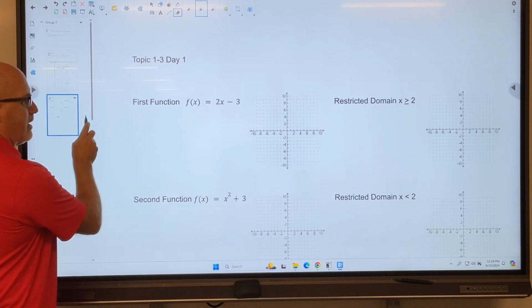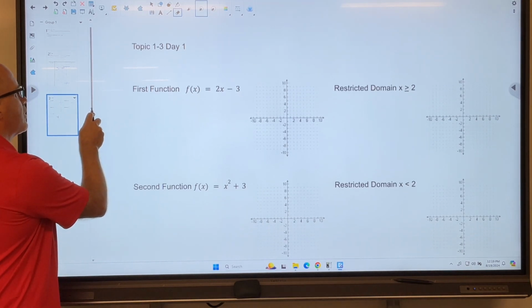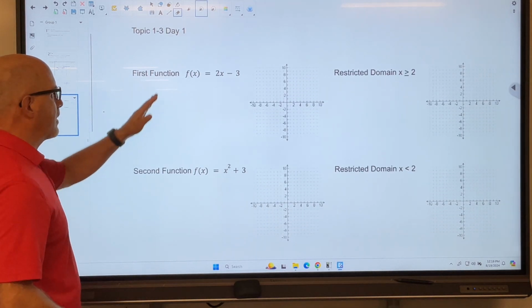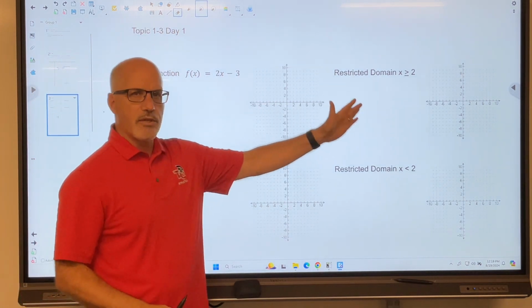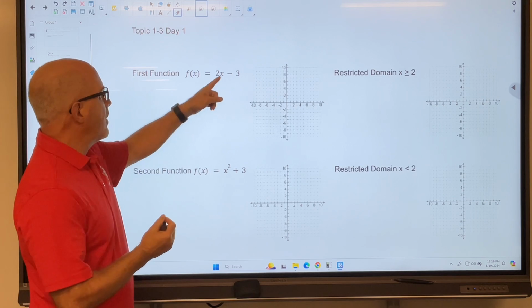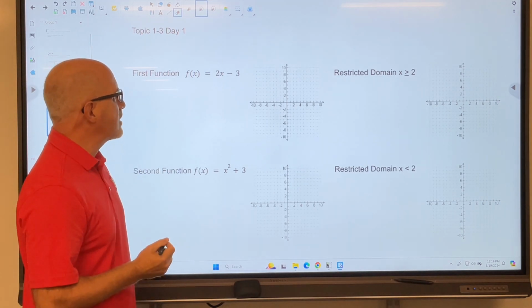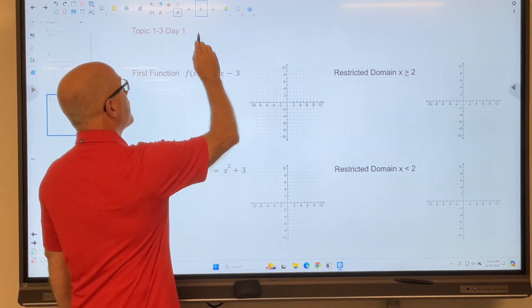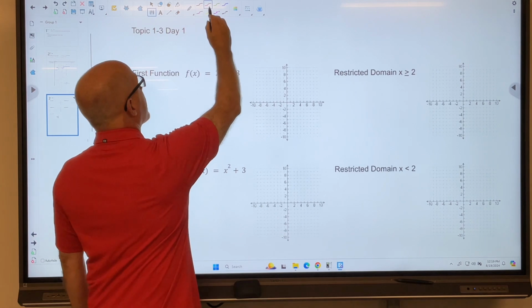Okay, so on this, what we're going to do is a restriction on these two. I'm going to graph this one and then restrict it, graph this one and then restrict it. So first of all, to graph 2x minus 3, let me do this one in red.